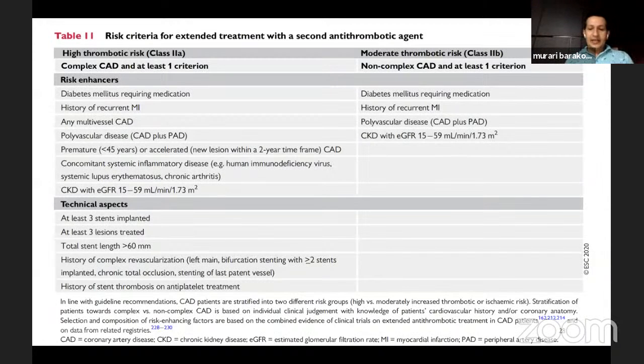And technically, during the procedure, if we use more than three stents for lesions, or the total stent length is more than 60 millimeter, or we are doing complex procedures like left main intervention, bifurcating lesion with more than 2 stents, CTO intervention, stenting of the last patent remaining vessel, and if the patient already has stent thrombosis, these people have a much higher risk of recurrent thrombotic events, and we need to consider increasing the duration of antiplatelet therapy and giving a stronger antiplatelet therapy in such cases.